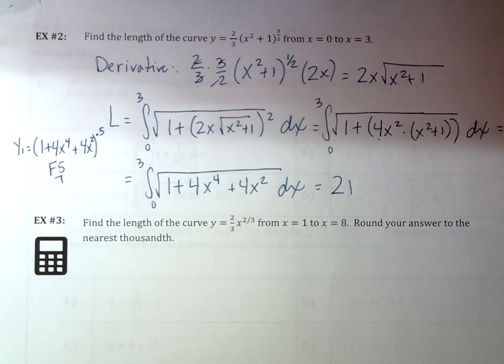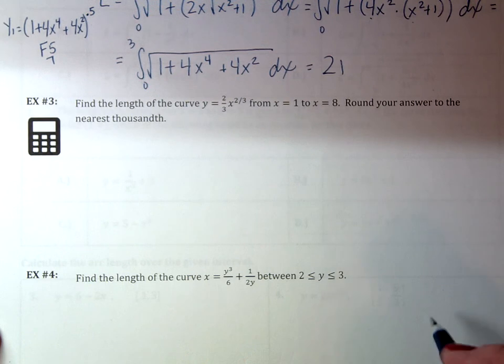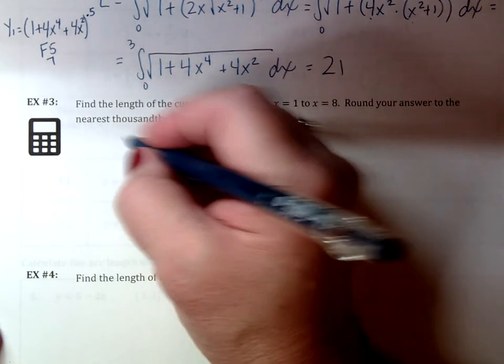All right, example 3. Find the length of this curve: 2/3 x to the 2/3 from 1 to 8. Round your answer to the nearest thousandth. We can use a calculator. So again, it all starts with the derivative. What's the derivative?